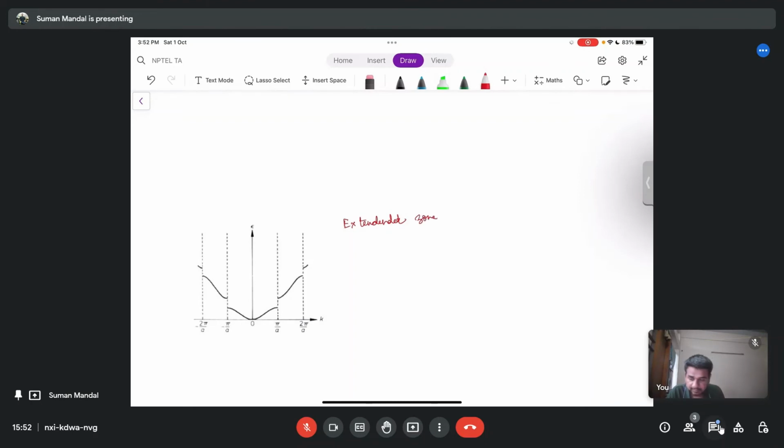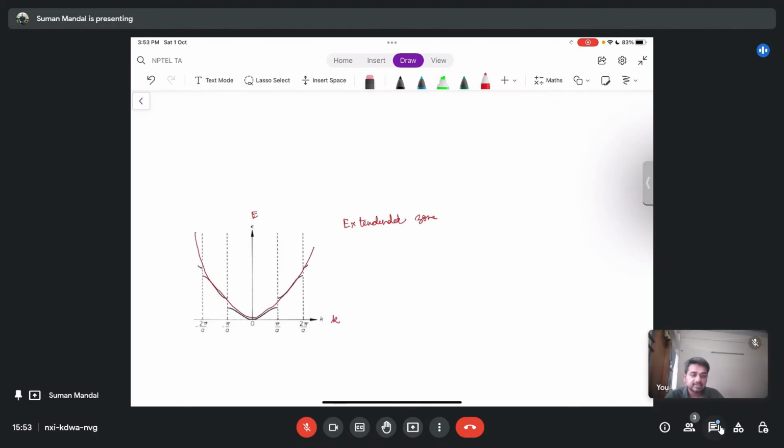So basically what we do here is that you draw, so we know that E is proportional to k square, E is equal to h cross square k square by 2m. So if you draw the energy as a function of k, it should be a parabola. It should be like this.